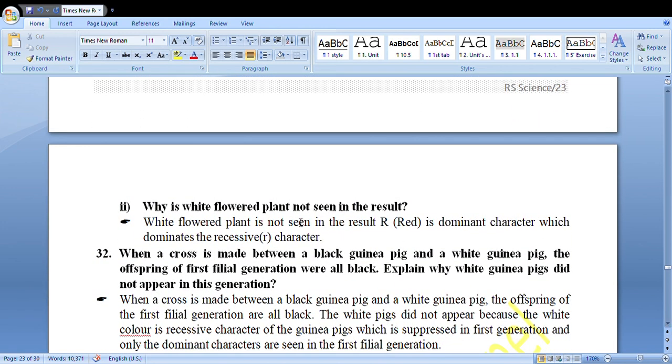Why is the white flower plant not seen in the result? The white flower plant is not seen in the result because R, red, is the dominant character.